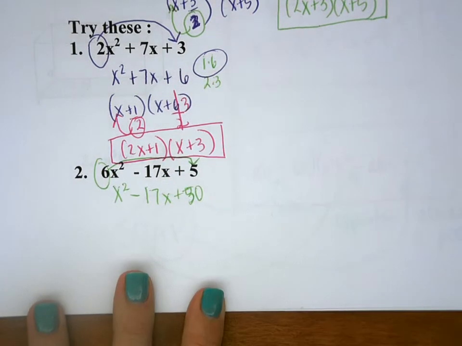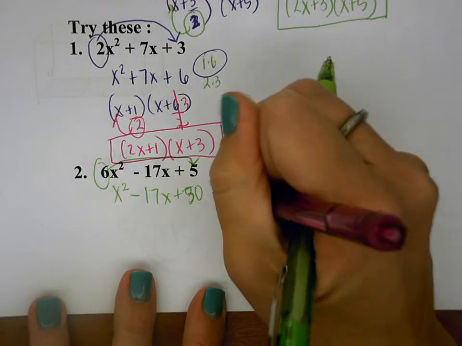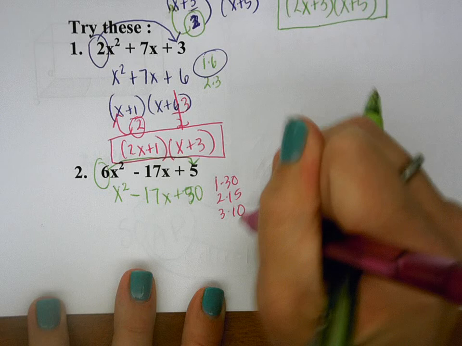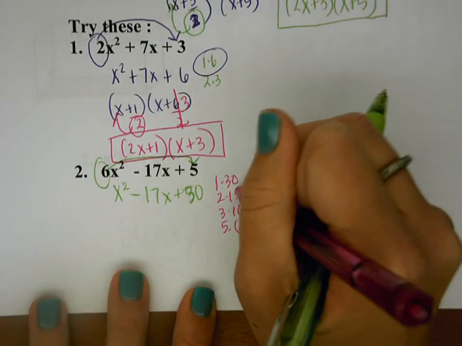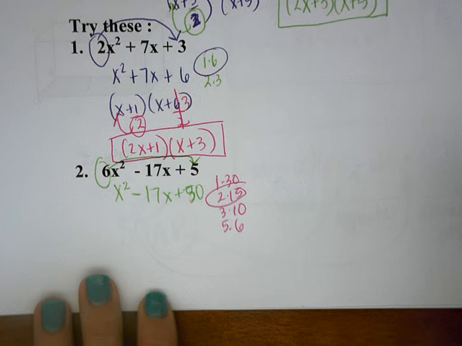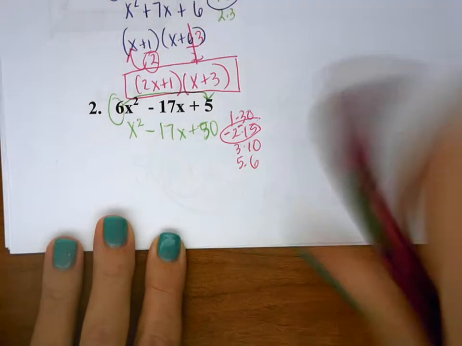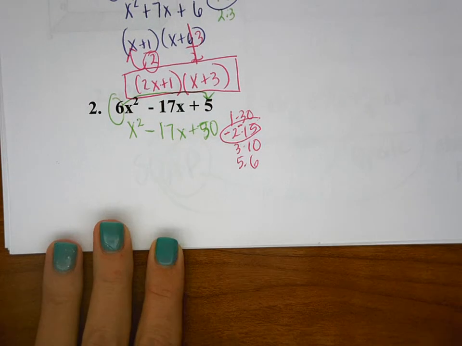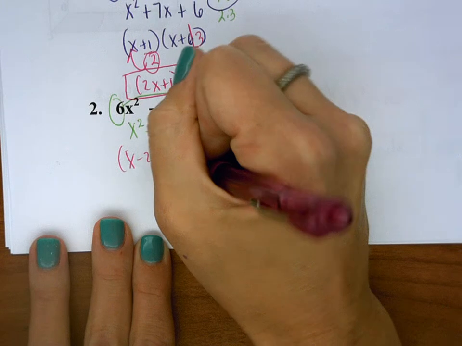Okay, what numbers multiply to be 30? 1 and 30, 2 and 15, 3 and 10, 5 and 6. Which ones work? 15 and 2. Perfect. And they will be what? Both negative. Why? Because they have to equal negative 17. Good. You add them to make negative 17. They multiply to be positive 30. So that means I have x minus 2 and x minus 15.